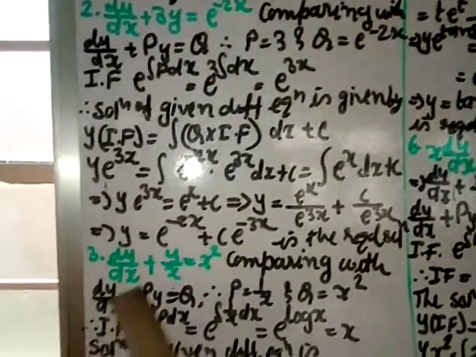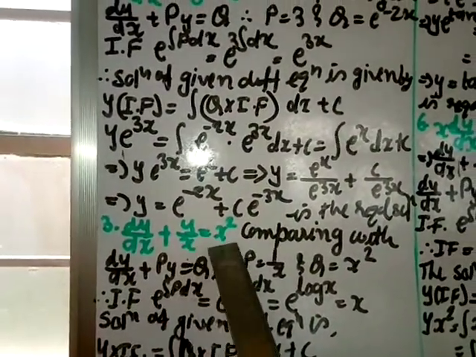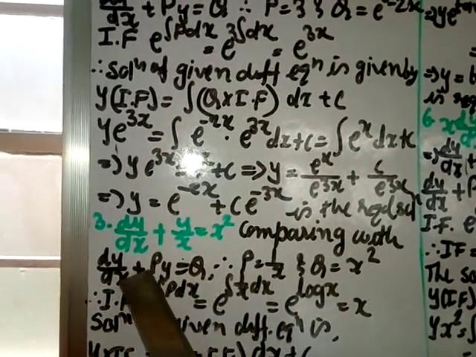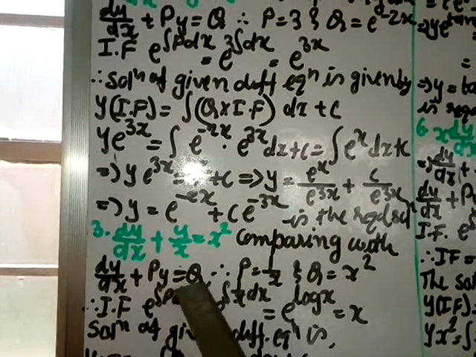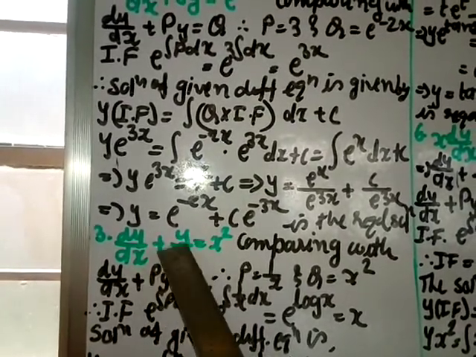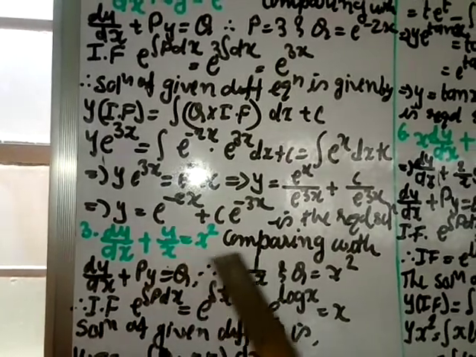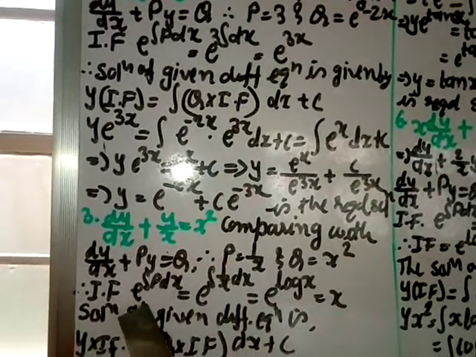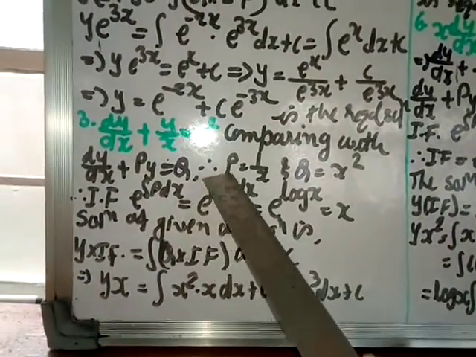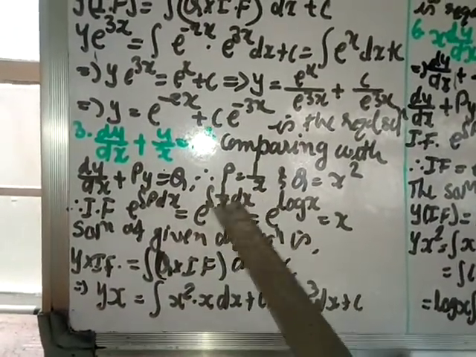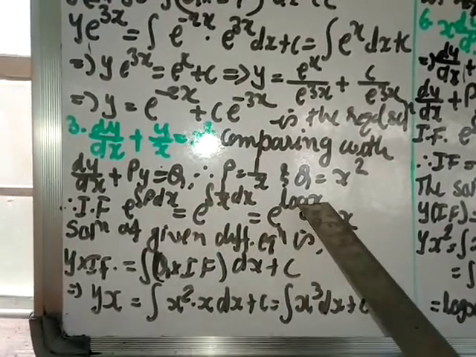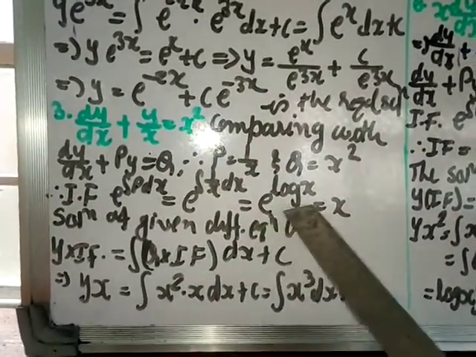Question number 3, dy by dx plus y by x is equal to x square, comparing with dy by dx plus py is equal to q. So p is equal to 1 by x and q is equal to x square. This y should be there, py, so 1 by x into y it will be. Now integrating factor is given by e power integral p dx equal to e power integral 1 by x dx. Integral of 1 by x is log x, so e to the power log x, then e and log will cancel each other, so answer will be x.